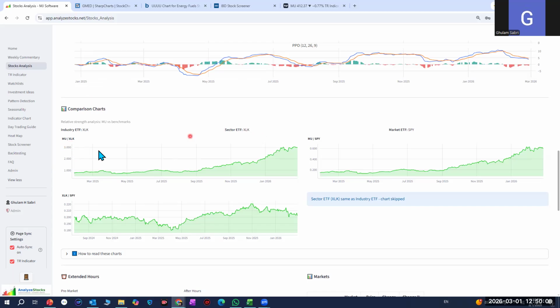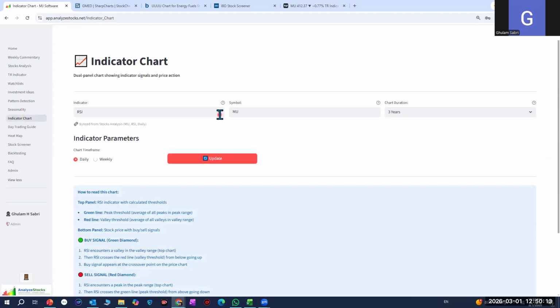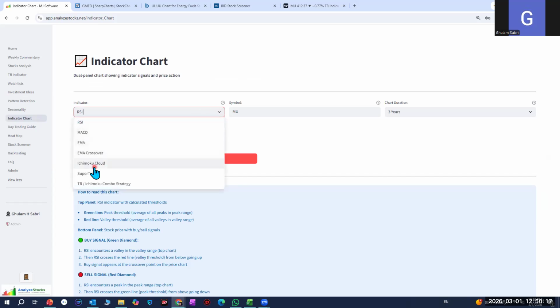Okay. There's a question on the Ichimoku. Ichimoku is a strategy. Go to the indicator chart page here. Here we have Ichimoku Cloud and a combo, which is Ichimoku with our TR indicator. Now, the TR Ichimoku combo strategy is a very conservative strategy. It very rarely gives you a signal, but when it gives, its win rate is very, very high.